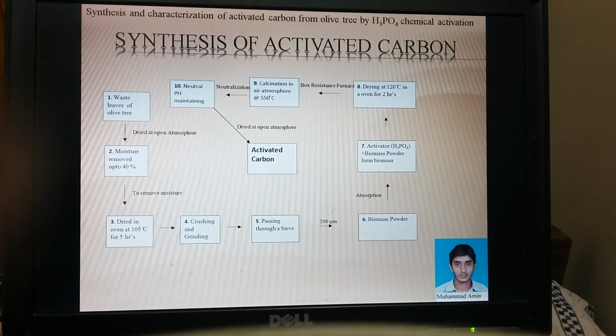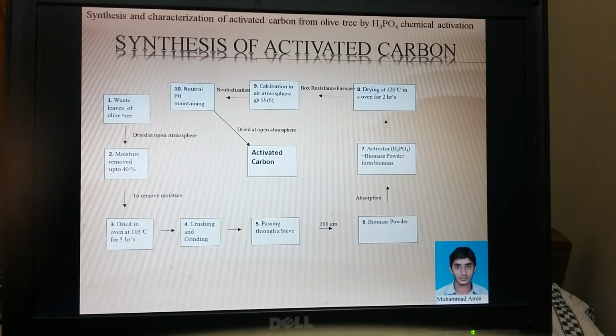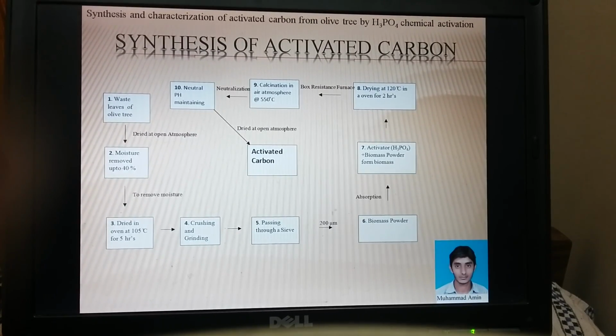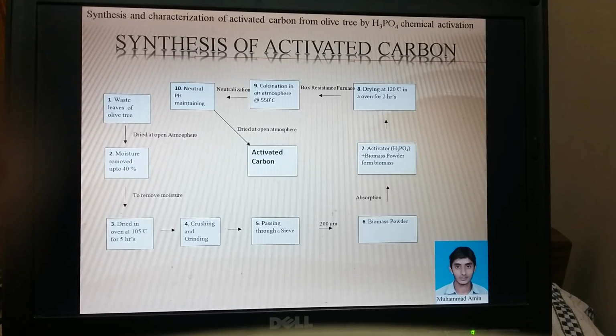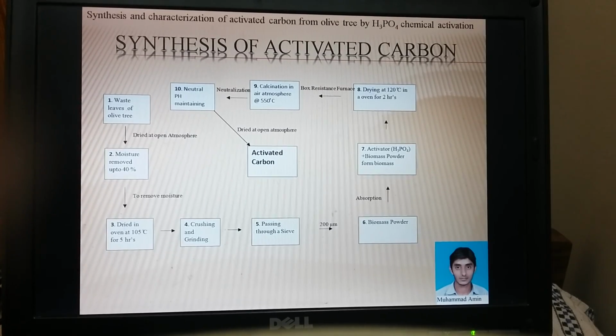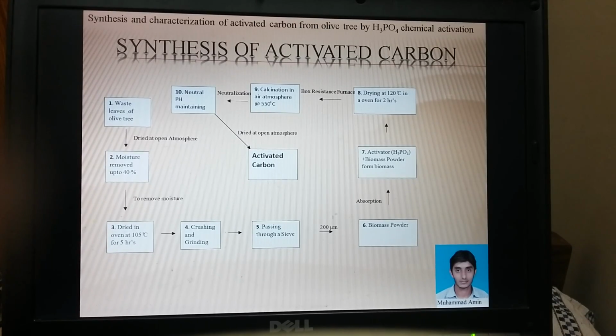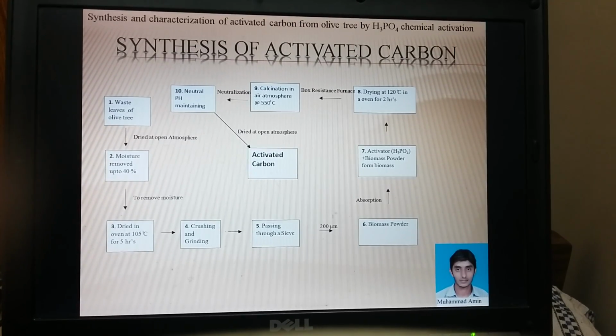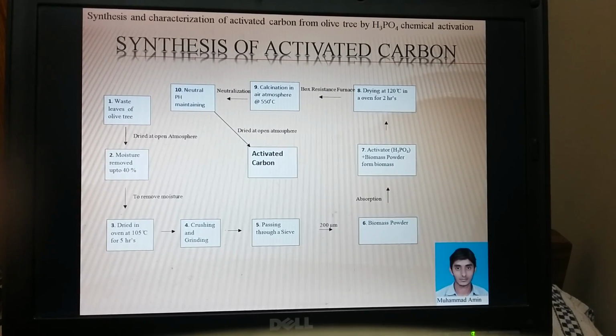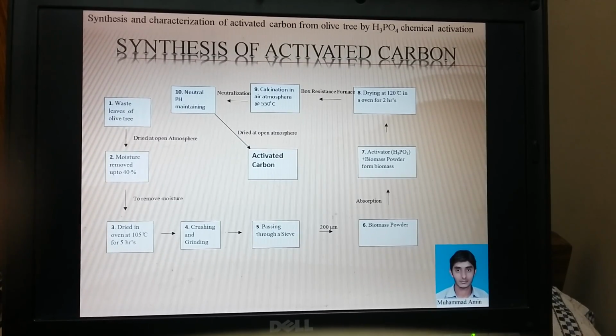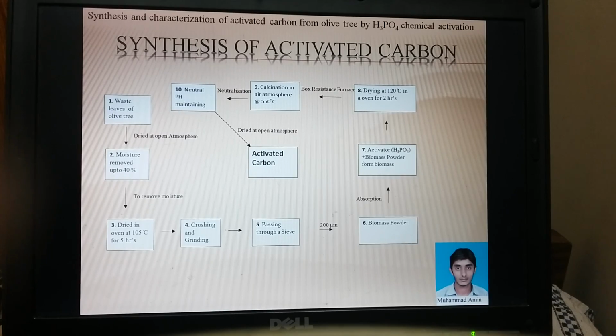Now a very important step is the impregnation study. Generally, impregnation is done with potassium hydroxide, phosphoric acid, and many other active agents. I used phosphoric acid as the active agent. The concentration of the active agent is 50% by weight, the impregnation time is 16 hours, and the ratio is 1:3. After impregnation, we put the sample into a furnace for calcination.